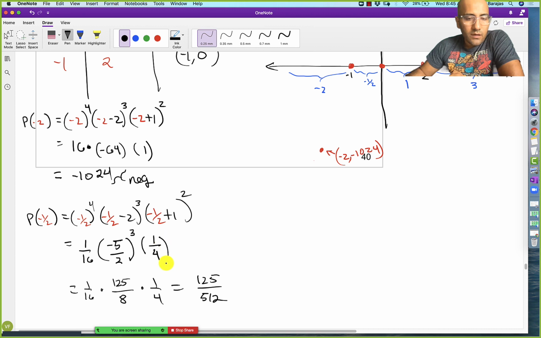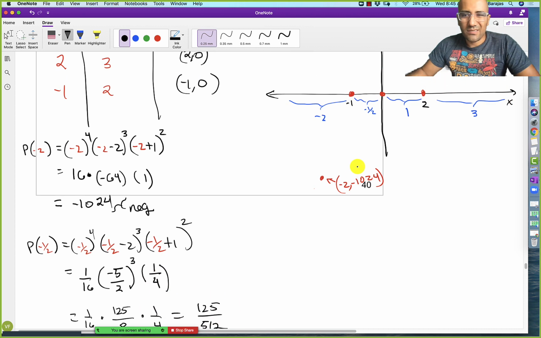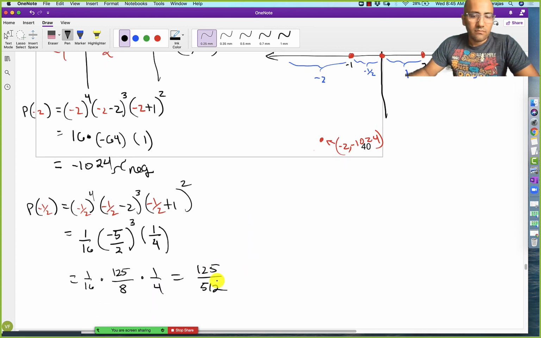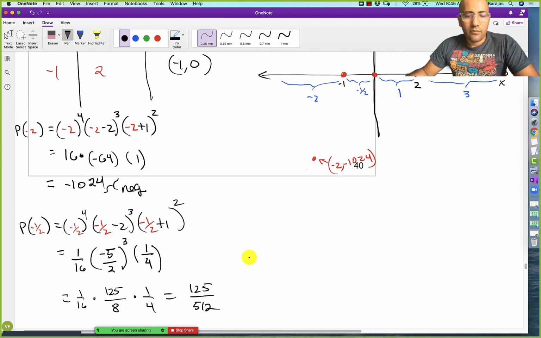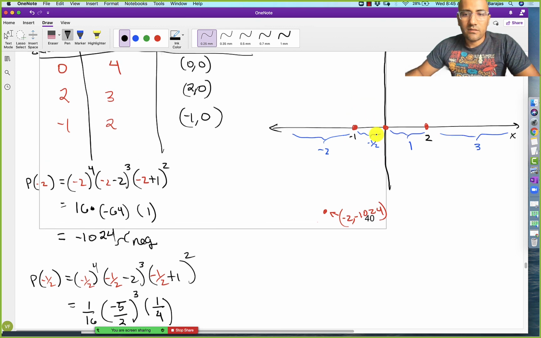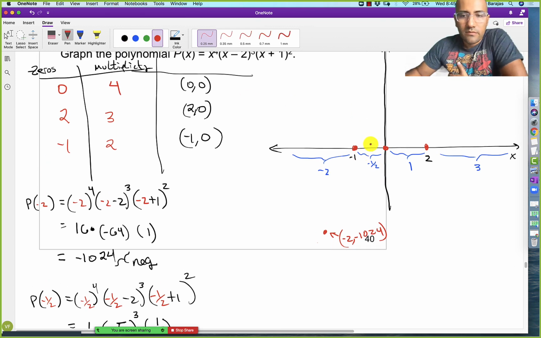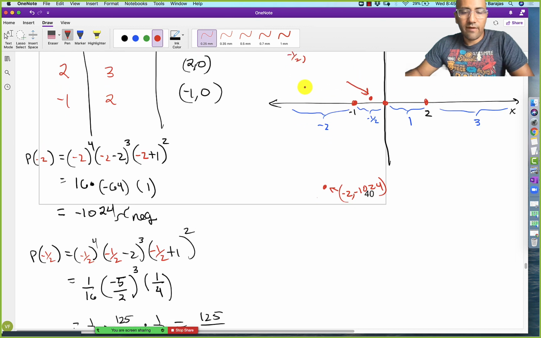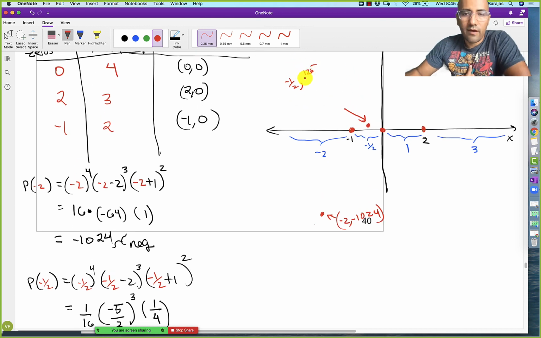Okay, so the actual value isn't even really that valuable here because it's kind of hard to graph it. I mean, it's close to a fourth when you reduce it. So it's going to be just some dot over here somewhere. So maybe around there. That's going to be the point negative 1/2 comma 125 over 512. So we have that point right there.